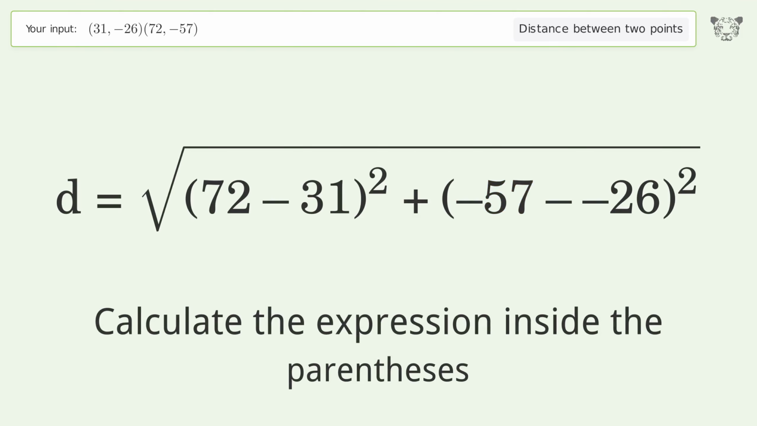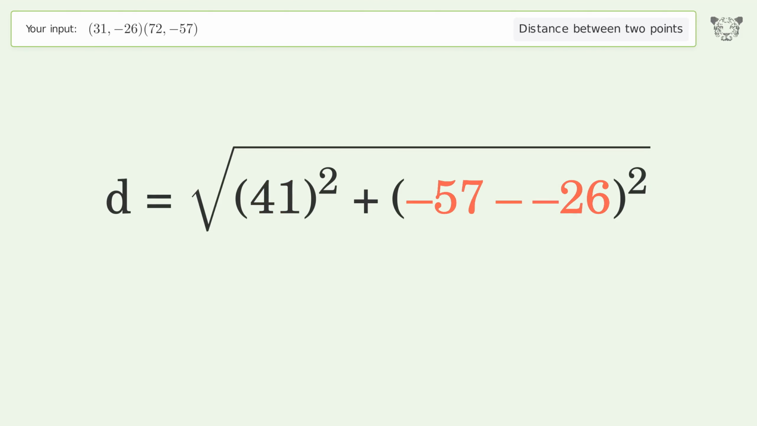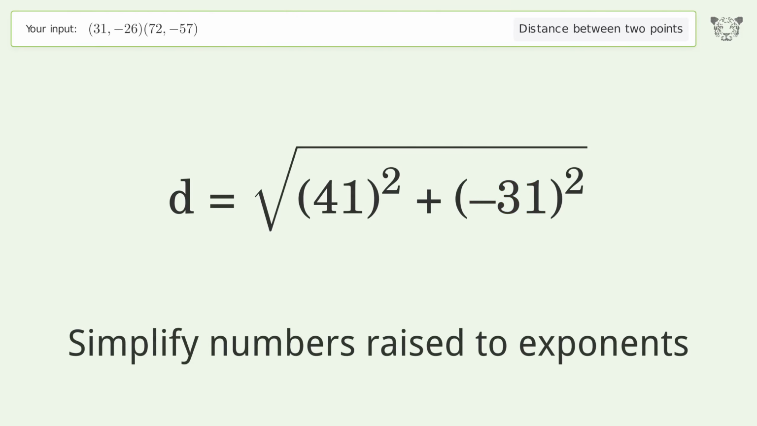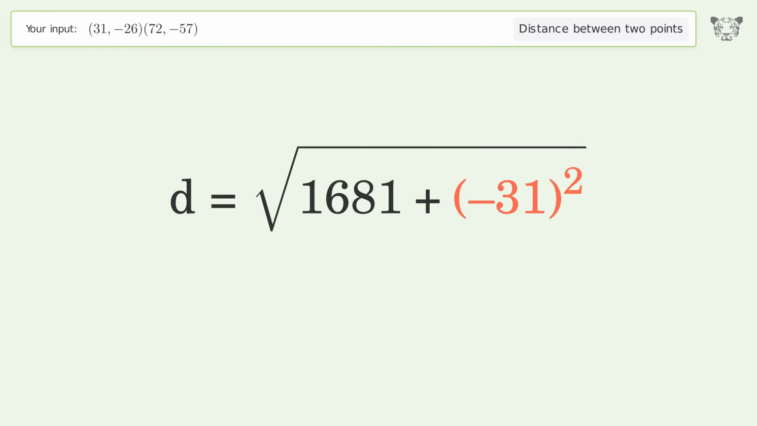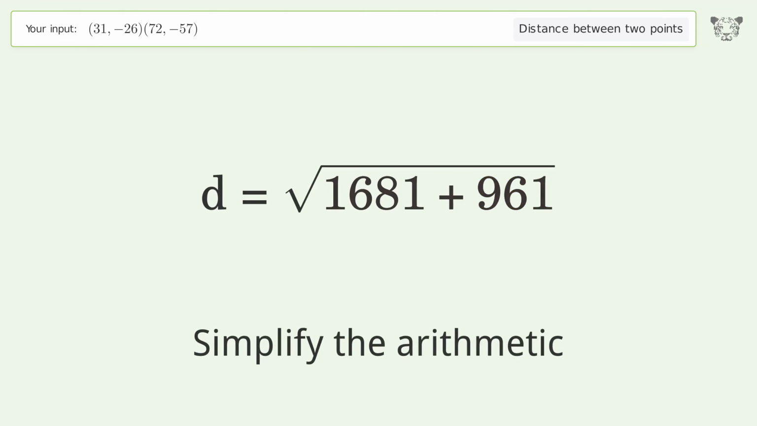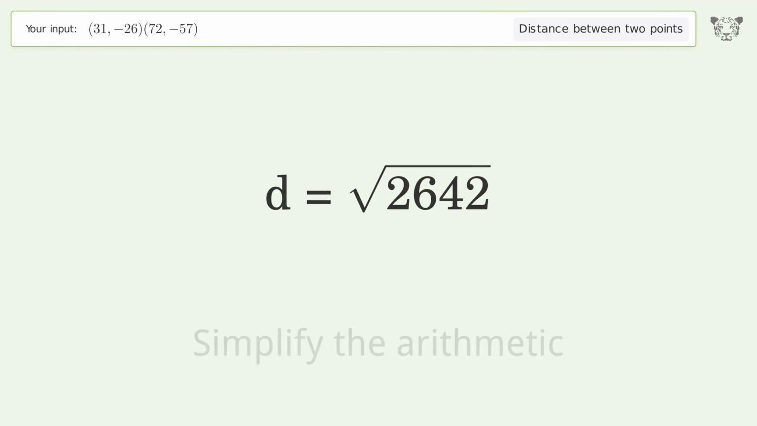Calculate the expression inside the parentheses. Simplify numbers raised to exponents. Simplify the arithmetic. And so the distance between the 2 points is the square root of 2,642, or 51.4.